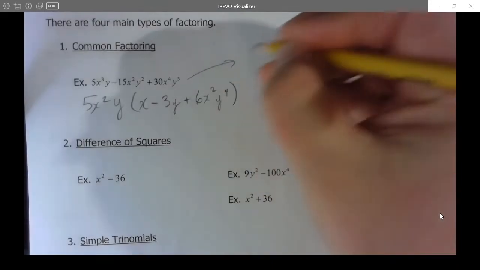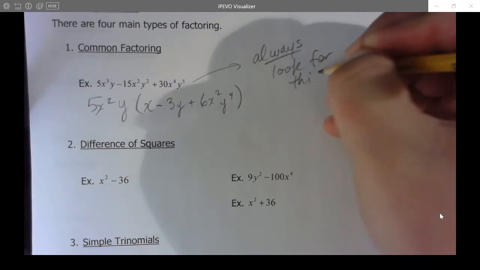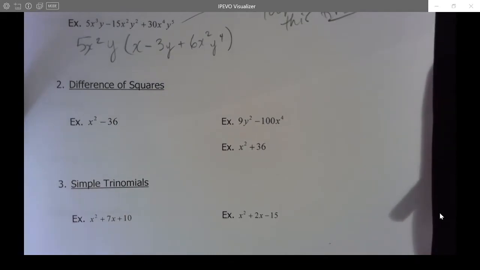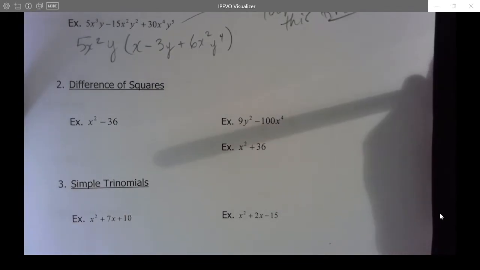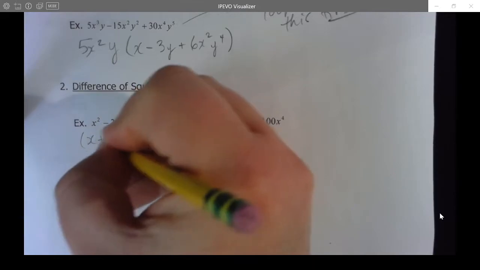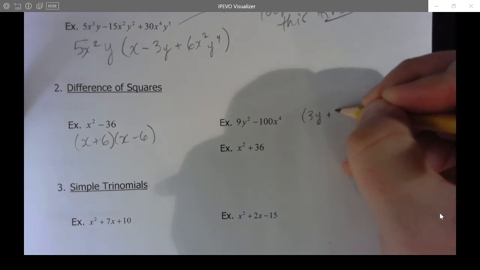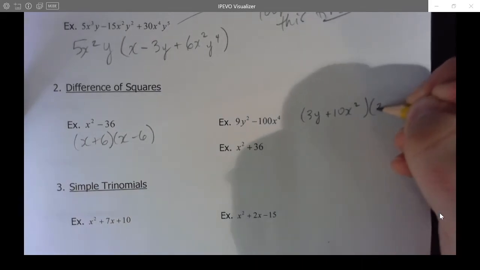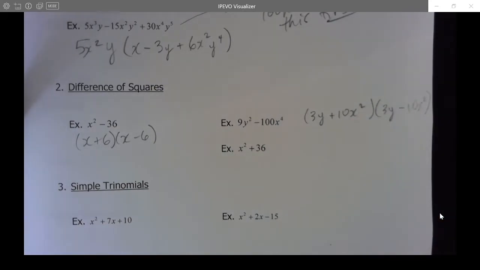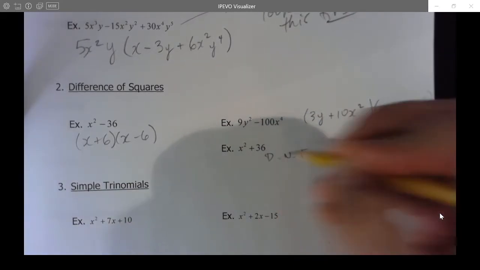And remember, you always look for this first. Okay, now again, give yourself 30 seconds and see if you can do the difference of squares. On your mark, get set, go. How'd that go? Did you get that this is x plus 6, x minus 6? This one is going to be 3y plus 10x squared, 3y minus 10x squared. And this one is messing with you. That is not a difference of squares, it's a sum, so this does not factor.